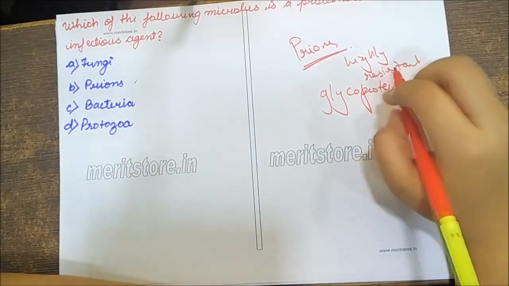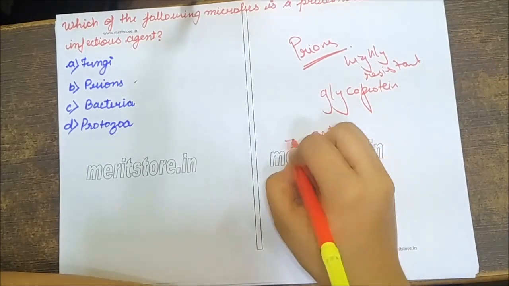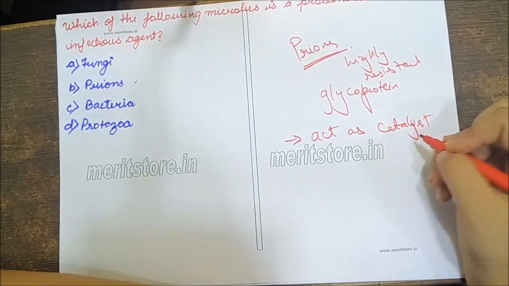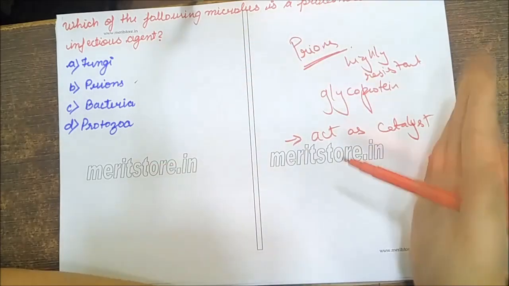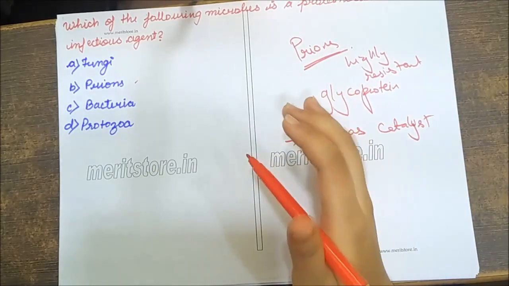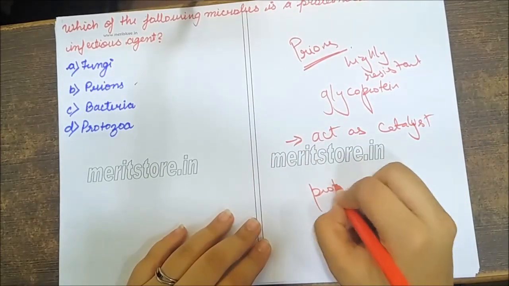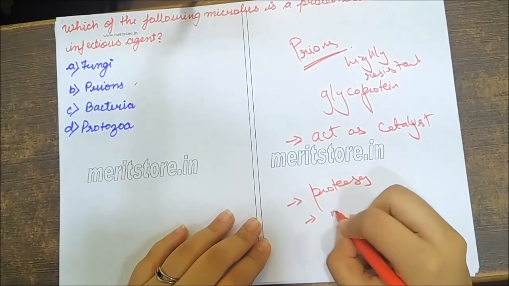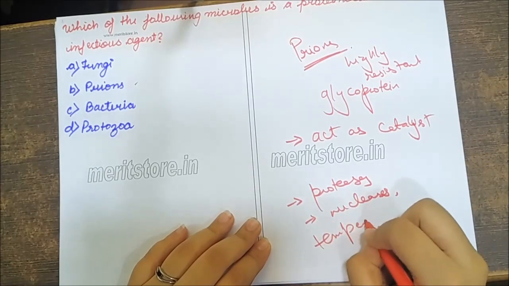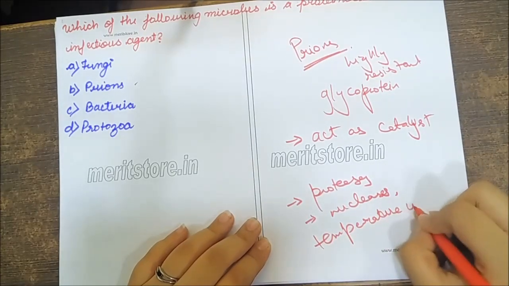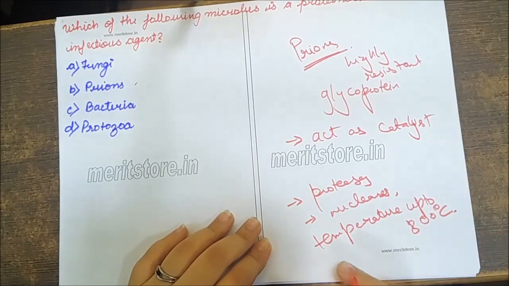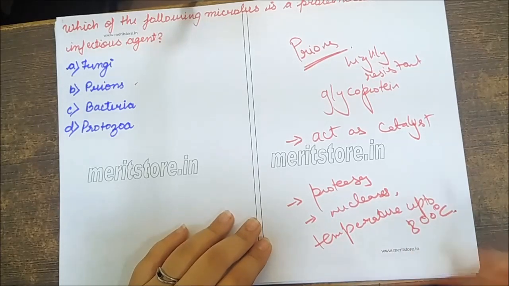Prions can also act as catalysts, converting normal protein into prion state. Prions are not affected by proteases, nucleases, temperature, which is particularly up to 800 degrees Celsius, UV radiations, or formaldehyde. Let's note it down.